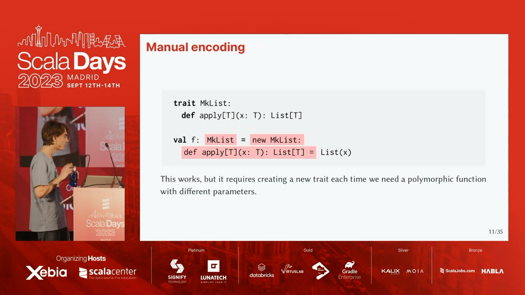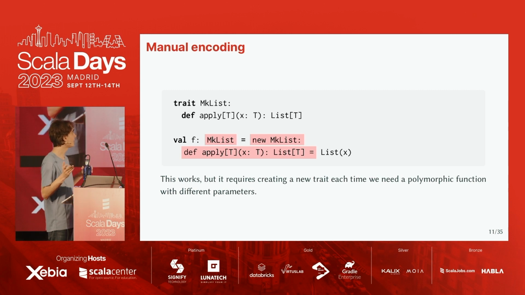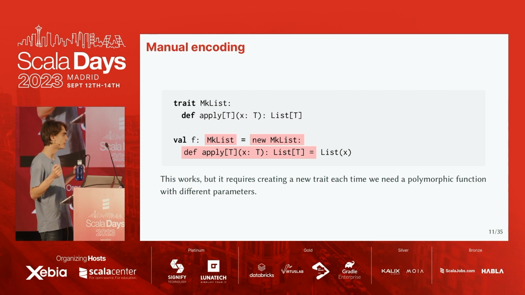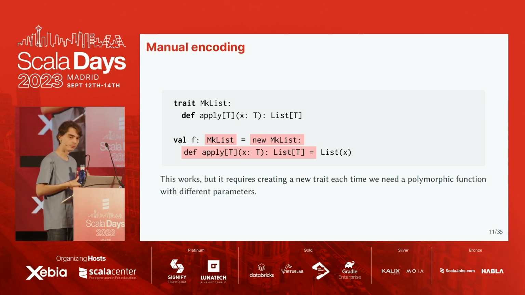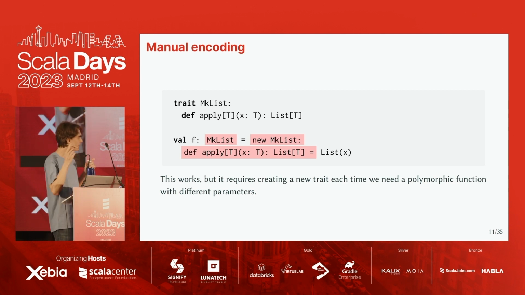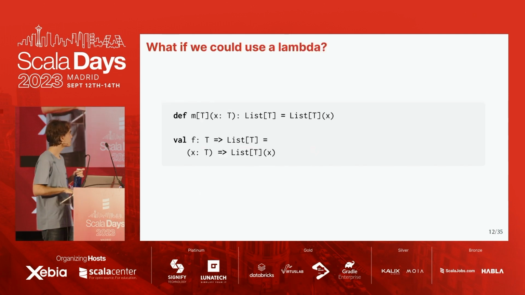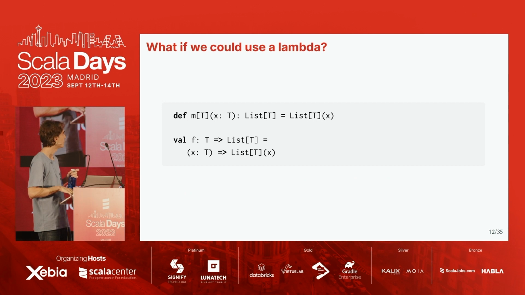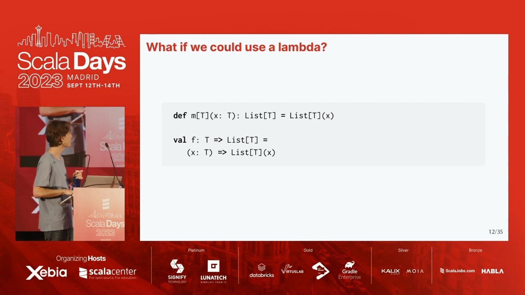So just for this specific example, we could do this by hand. We can make a trait with an apply method of a correct form, and then we can make an instance of that trait. But that will be a lot of boilerplate if we wanted to do this for every possible method we want to wrap into a function. So instead, we want something more generic, like function1 for functions. And we want a nicer syntax too.